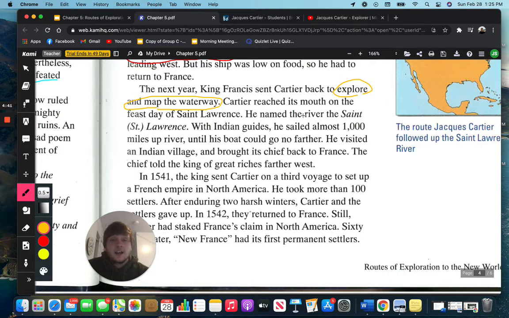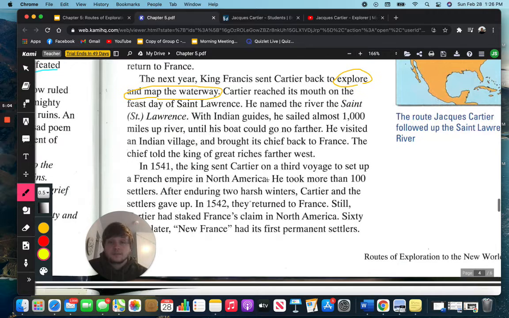Cartier reached its mouth on the feast day of St. Lawrence. He named the river St. Lawrence. With Indian guides, he sailed almost 1,000 miles upriver until his boat could go no further. And this is some good information about what routes he was taking, and where he went.